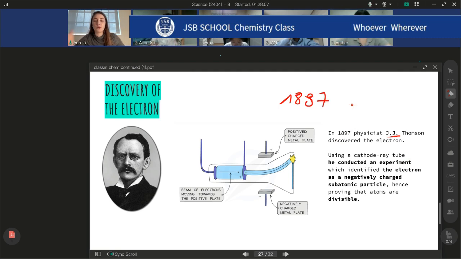And in this case, we first discovered for the atom the electron. So what happened, they had some sort of tube. A tube is something where you can look through. So you have a tube here, something that would be structured like this. And they did this experiment, and this setup helped them find out about the electron, something that has a negative charge.